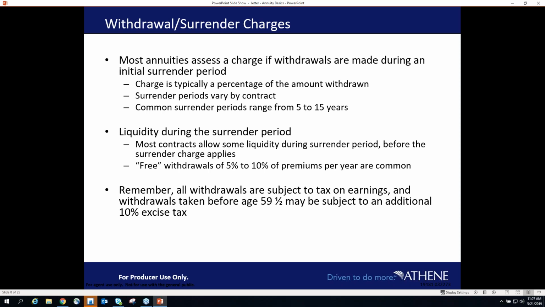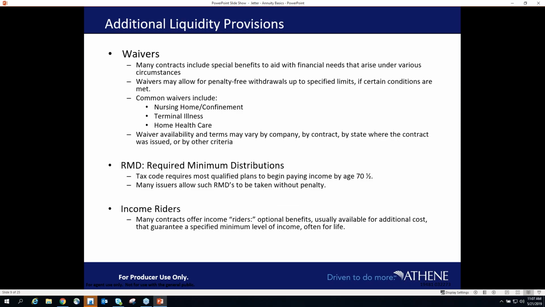Remember, all withdrawals are subject to tax on earnings, and withdrawals taken before age 59 and a half may be subject to an additional 10% excise tax. That is from the IRS. Again, the IRS does have a 10% penalty if you take money out of an annuity before the age of 59 and a half. So let's talk about some additional liquidity provisions.